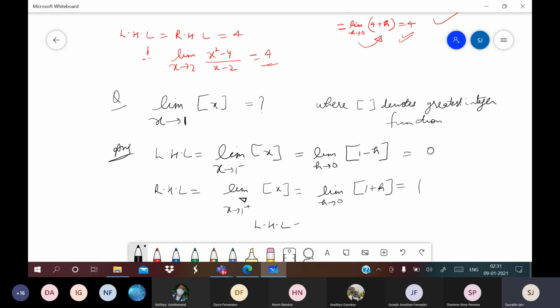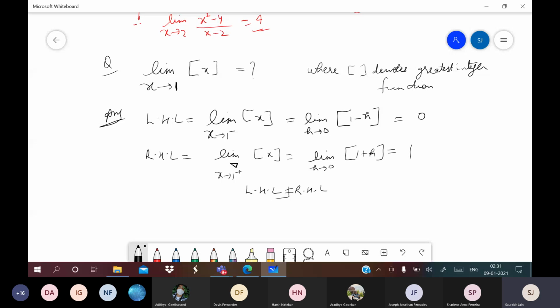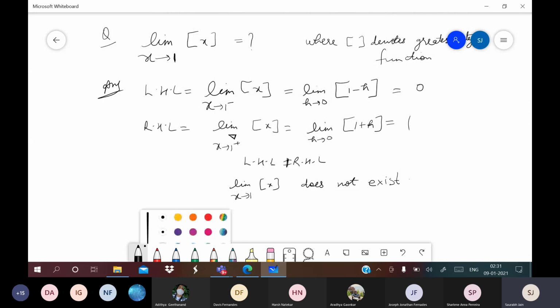You observe that LHL is not equal to RHL. So in such a situation, what is the answer? The answer is that the limit x tends to 1 of the greatest integer x does not exist. This will be the answer, because in the definition itself I told you a limit of f(x) is said to exist when LHL is equal to RHL is equal to a finite quantity. Here both of them are unequal, that is why we will say that the limit does not exist.